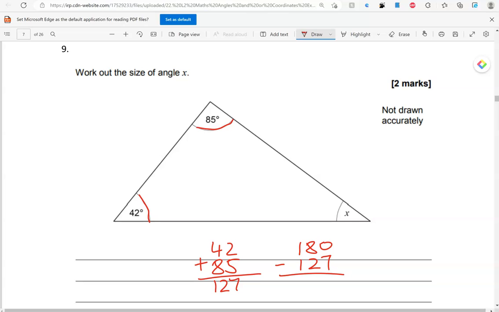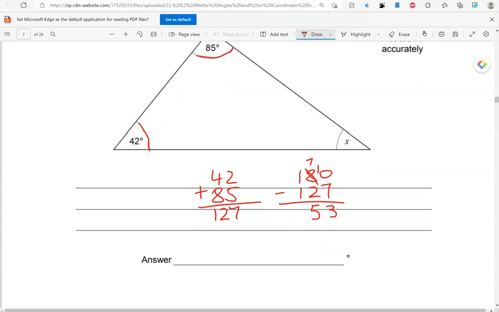We need to take away 7 from 0, so we're going to borrow 1. 10 take away 7 gives us 3. 7 take away 2 gives us 5. 1 take away 1 is 0. So angle X is 53 degrees.